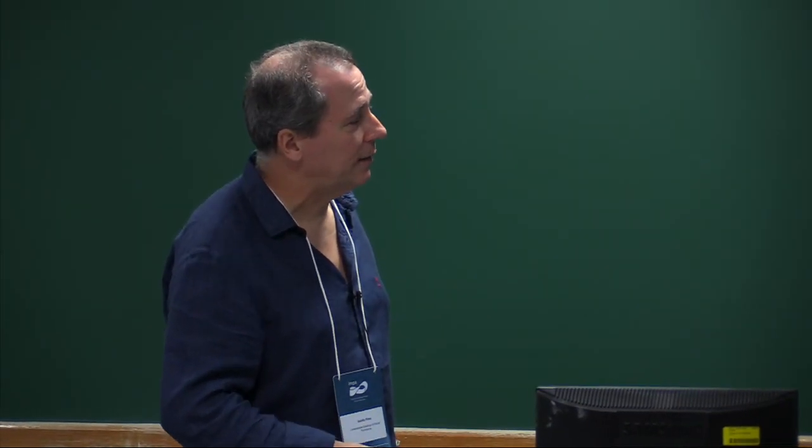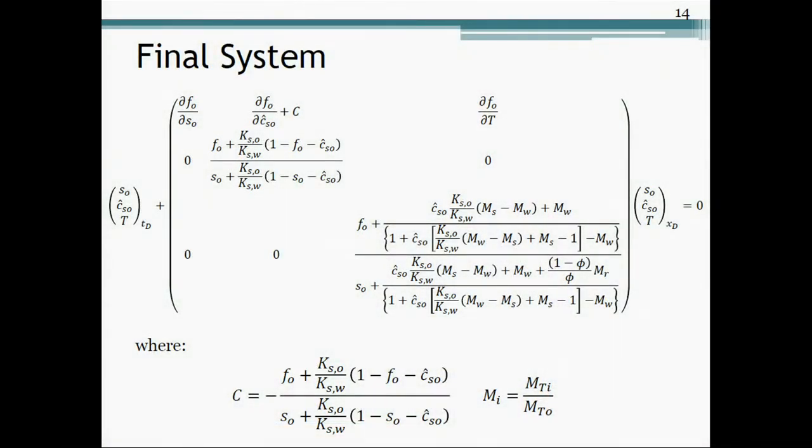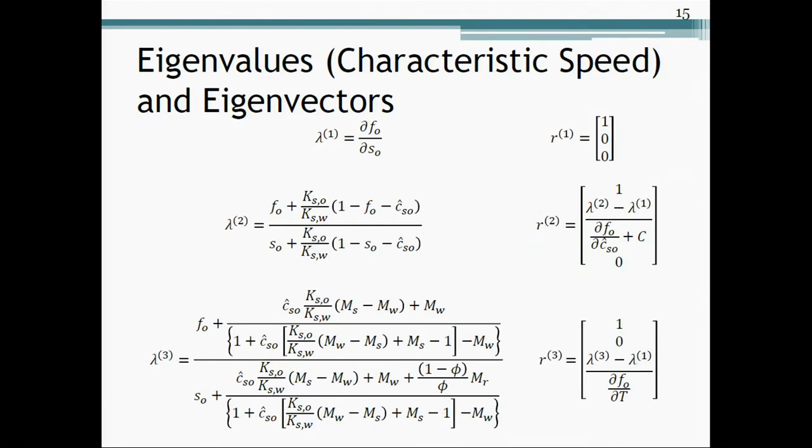So the final system in matrix form, and then we have 3 eigenvalues, hyperbolic system, and what we found is that this structure, this hyperbolic system, is very similar to the polymer or chemical flooding, and also the temperature, the hot water flooding, the steam injection with some considerations. So we have the 3 eigenvalues.